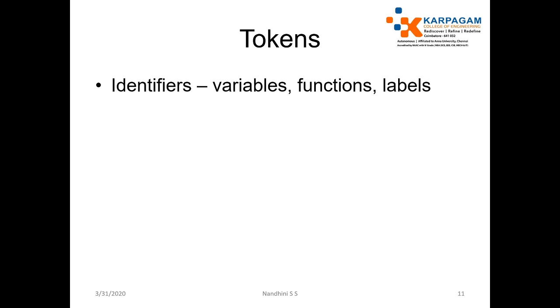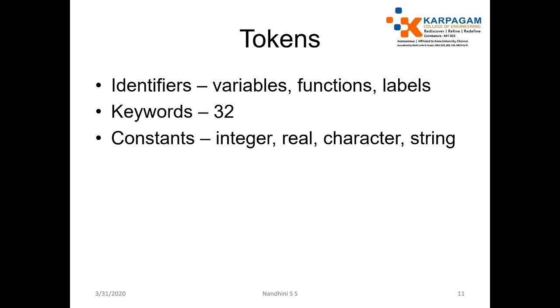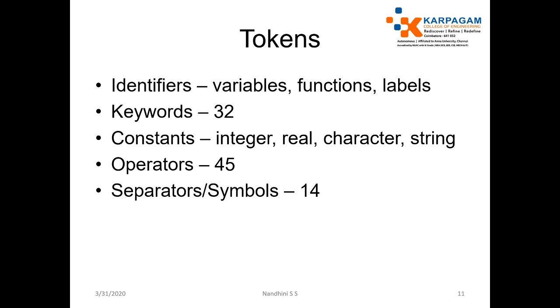One example of a token is the identifier. Examples of identifiers are variables, function names, and labels. Labels are used in the goto statement; we will discuss it later. And we have keywords, also an example of a token. We have 32 keywords in C, and constants like integer constant, real constant, character constant, and string constant. A character array is an example of a string constant. And we have 45 operators. Operators are symbols used to do arithmetic or other operations. And we have 14 symbols or separators, for example semicolon, colon, and comma.